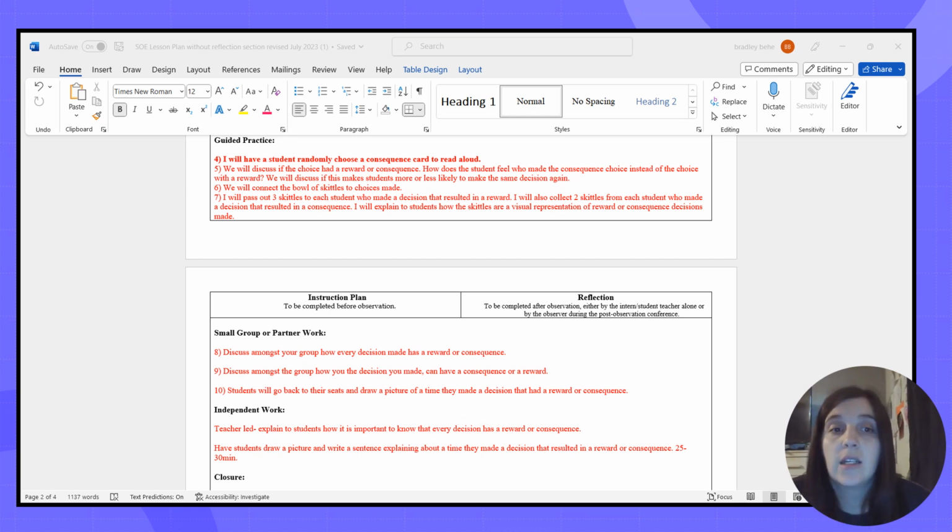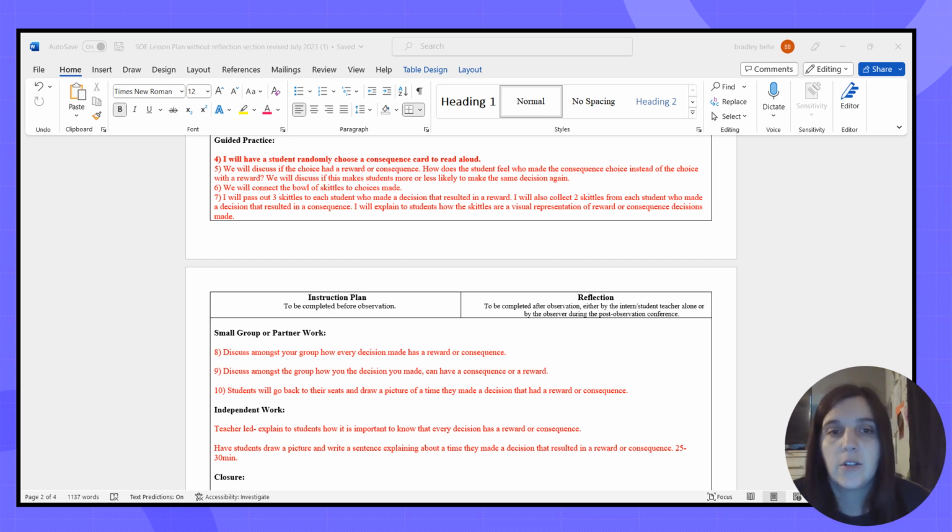We will connect the bowl of Skittles to the choices of the decisions being made. So I will pass out 3 Skittles to each student who made a decision that resulted in a reward. I will also collect or pick up 2 Skittles from each student who made a decision that resulted in a consequence.